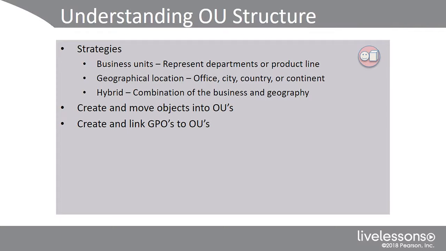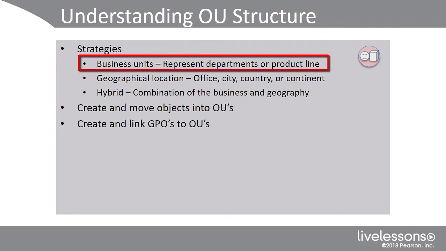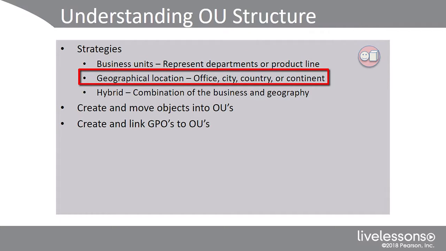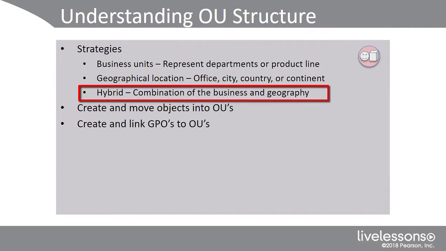But now we need to understand, why would I create OUs? How would I create OUs? We create OUs based on business units, which means departments or product lines. We can create OUs based on geographical location. Maybe we're an international organization and we have offices in different countries. We could create an OU per country, or even all the way out to continent. Or we could use a hybrid strategy where we use a combination of the business and geography.